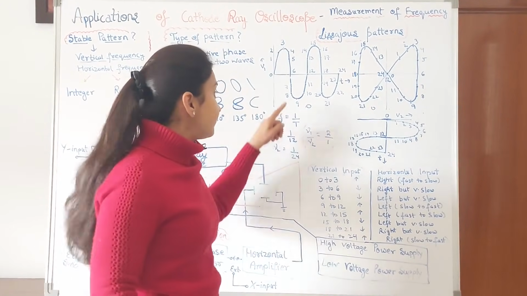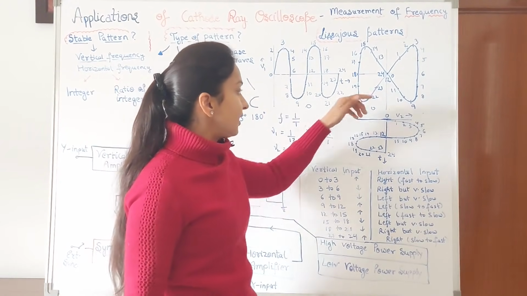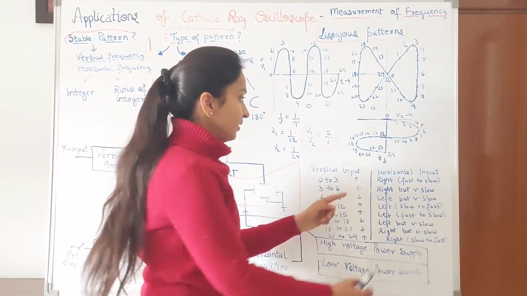Okay. Now during 6 to 9 you still need to move down. You still need to move down, but how? You'll check from here.